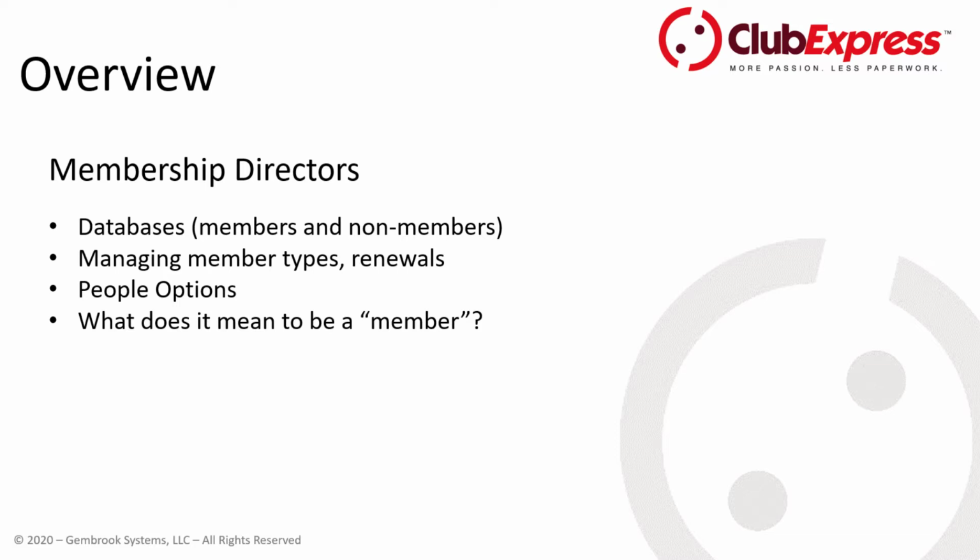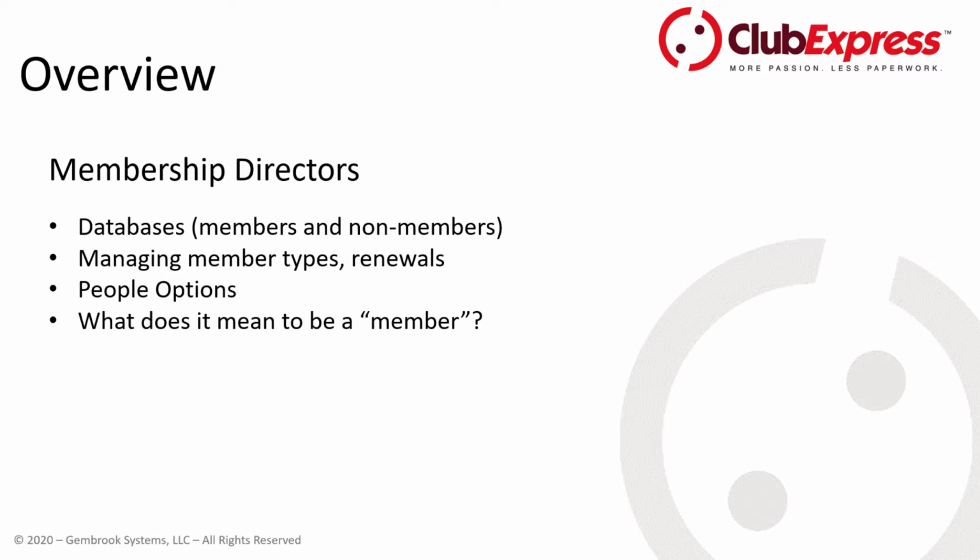So we're going to talk about all of your databases, your member, your non-member databases. We've talked about the People Manager before. We had a webinar on that a couple of weeks ago that goes into using the People Manager in a great amount of detail. We're also going to talk about managing your member types and everything that goes into that, creating those member types, setting up renewal options, where you do that, and a lot of options that you can set up in people options. So what type of data you're collecting from your members, secondary members, tertiary members. And then we'll also talk about what it means to be a member.